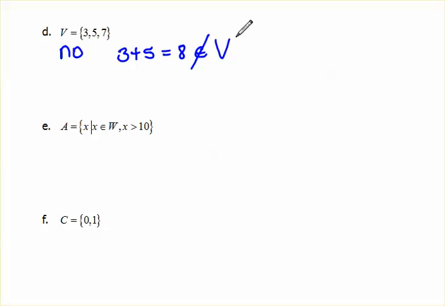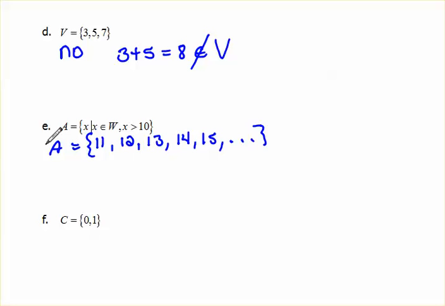What about part E? Again, this is set builder notation, so it says the set of all x's such that x is an element of the whole numbers and x is greater than 10. So it's not 10, it doesn't say equal to, it's greater than 10. So the next whole number greater than 10 would be 11, and then 12, 13, 14, 15, and so on and so forth. So that's the set that we're talking about.